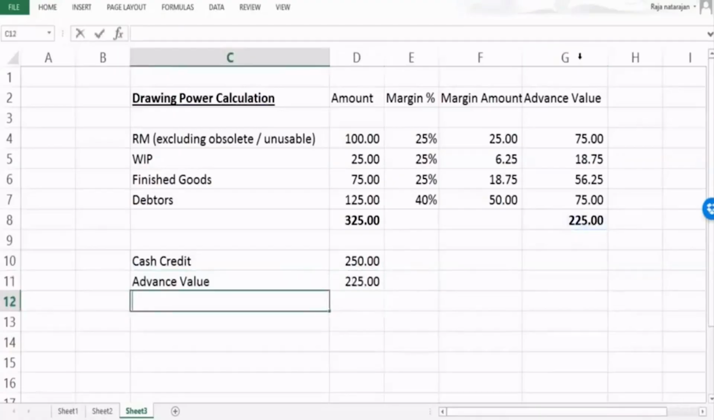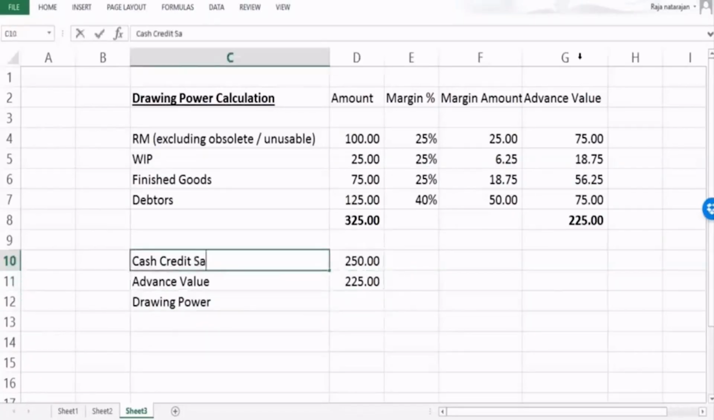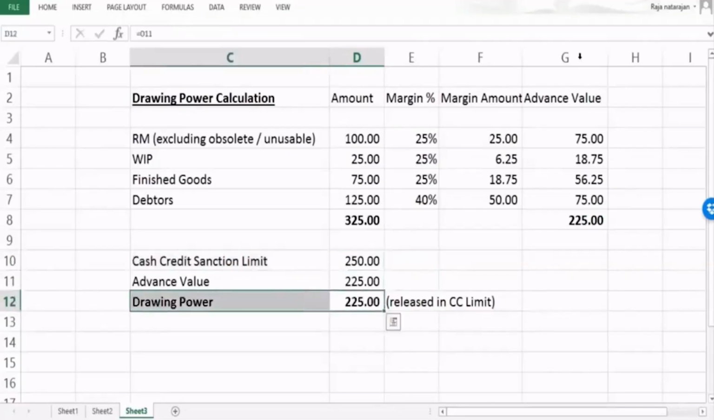So now comes the exact role of drawing power. Drawing power is going to be the lowest of the above two. So you have to compare the cash credit sanction limit and compare that with the advance value, whichever is lower. So you have to go by lowest, that is advance value, and this is going to be the drawing power. It means only this fund will be released in CC limit even if you have the sanction limit as 250 million. So this is very important role of drawing power.